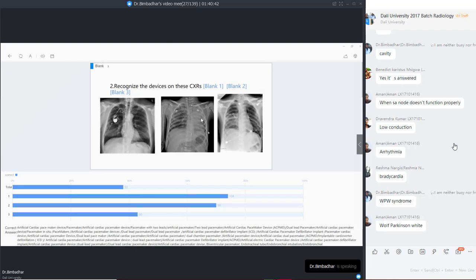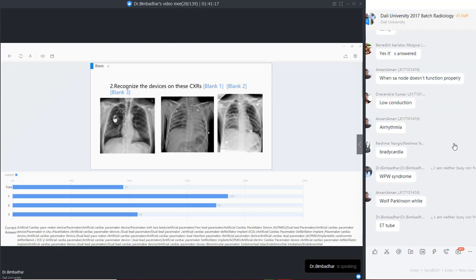The second one, most of the people got almost correct, but you did not technically get it correct. This is not actually called an endobronchial tube. There is no such thing as an endobronchial tube. It is actually called endotracheal intubation, the ET tube. But there is one thing you have to understand from this question.